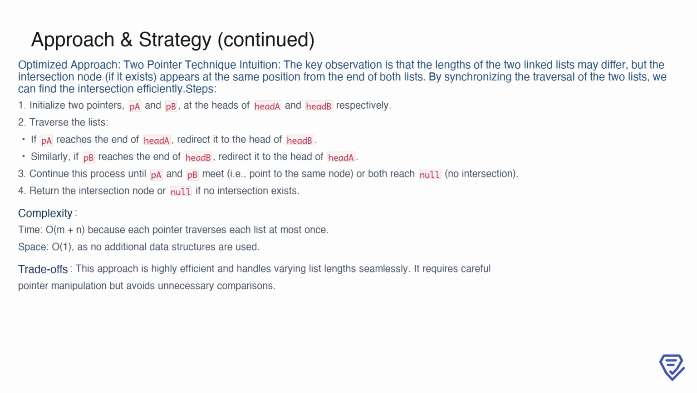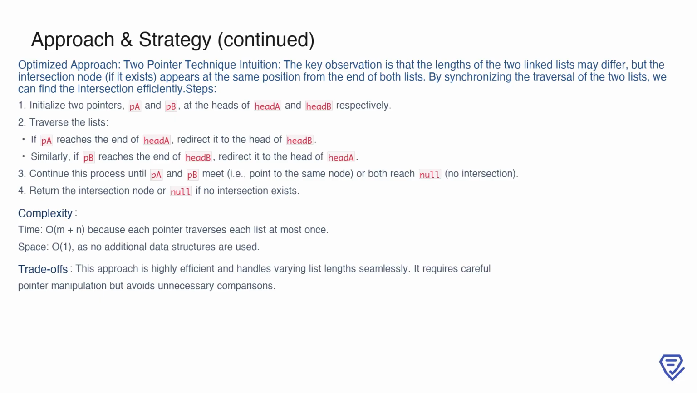Two pointers, PA and PB, are initialized at the heads of the two lists. When a pointer reaches the end of its list, it is redirected to the head of the other list. This ensures that both pointers traverse the same total number of nodes, regardless of the differing lengths of the lists. Eventually, the pointers will either meet at the intersection node or both reach null if there is no intersection.